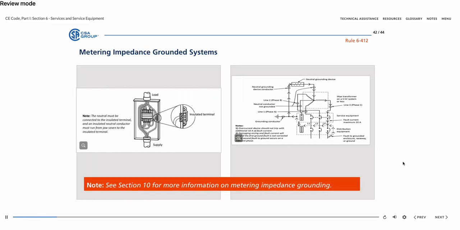There are various methods of metering impedance-grounded systems available to supply authorities. When the neutral of an impedance-grounded system is connected to ground through a neutral grounding device, the neutral grounding device should not be bypassed by the supply authority's metering.